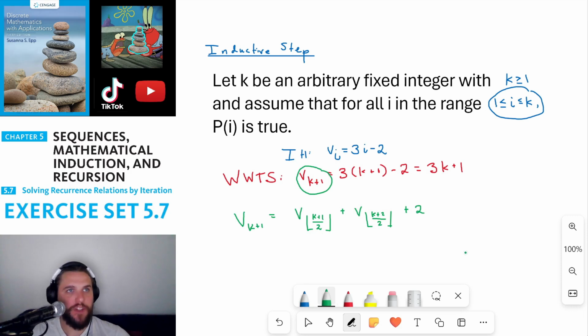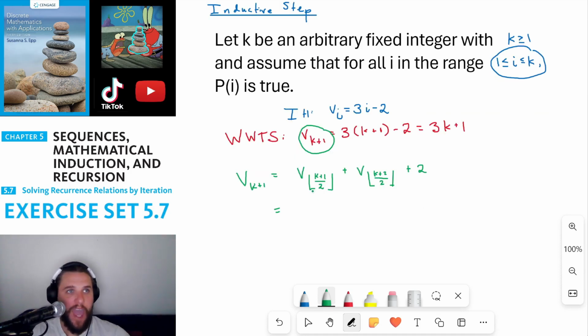So v sub k plus 1 equals v sub the floor of k plus 1 over 2 plus v sub the floor of k plus 2 over 2 plus 2. Now k is an integer, but k plus 1 over 2 will either round down to k over 2, or it just won't round down at all. This will just be k plus 1 over 2. Maybe it's already an integer. But that depends on whether or not k is even or odd, which means this is where we need to break our inductive step into cases.